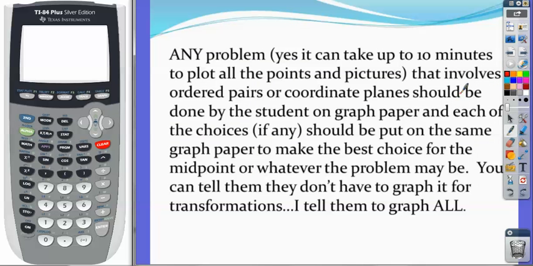Next, any problem. Yes, it can take 10 minutes to plot all the pictures and the points, but you guys get unlimited graph paper. So if I have a coordinate plane that's like a graph, or if I have points, I'm going to pull out that graph paper and I'm going to plot my choices. They should all be put on graph paper to make sure that the best choice for the midpoint, or whatever the problem may be. You don't necessarily have to graph all the transformations, but I graph all of them. So let's look.